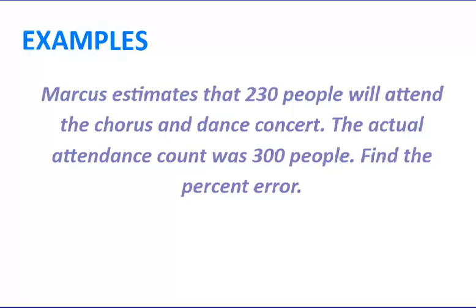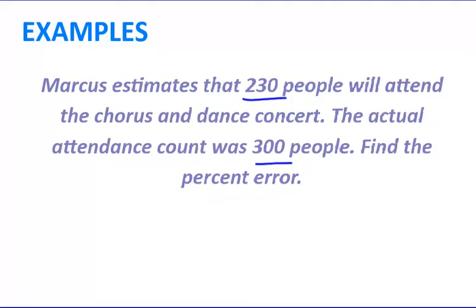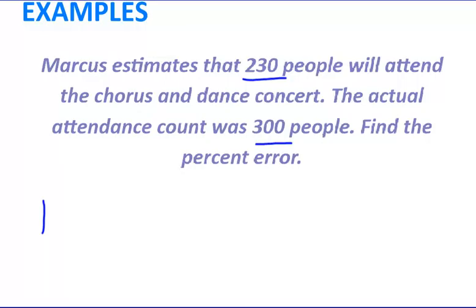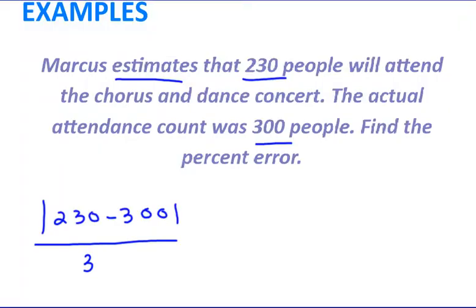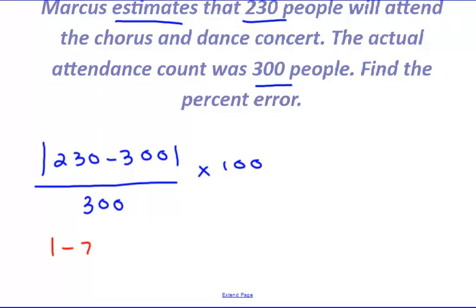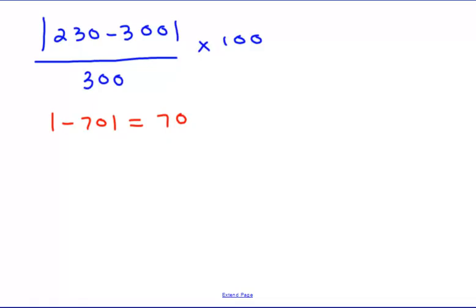Okay. Marcus estimates that 230 people will attend the chorus and dance concert. The actual attendance count was 300 people. Find the percent error. So we're going to do the approximate, which is his estimate, 230 minus 300 over the actual value, which was 300, times 100. 230 minus 300 is going to give you the absolute value of negative 70, which is just 70. So 70 over 300 times 100.